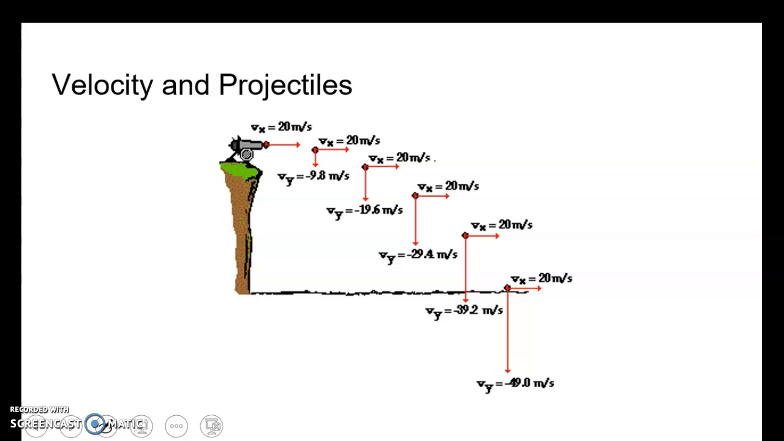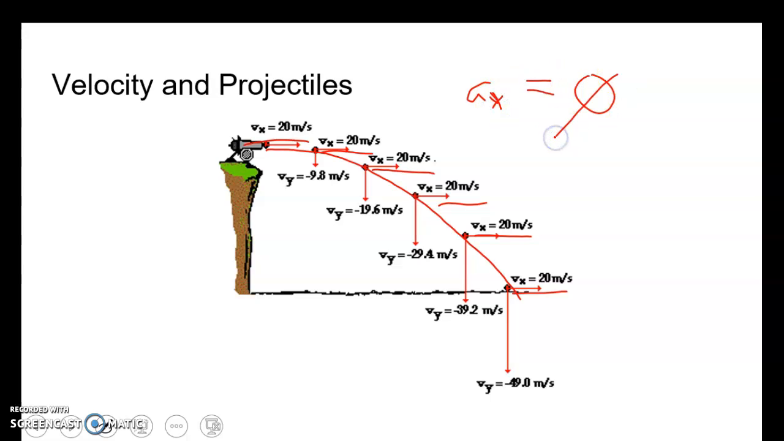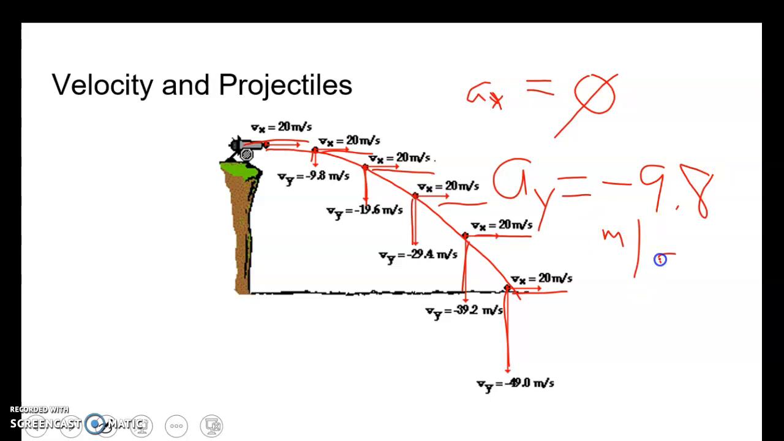So now let's look at our velocities. You can see in the X, our velocity stays constant, even as our object goes down. So acceleration in the X is always 0. But if you look in the Y, we accelerate, and our velocity changes from 0 to negative 9.8, negative 20, and so on. We go down 9.8 meters per second every second, which means our acceleration in the Y is negative 9.8, and that's in meters per second squared.